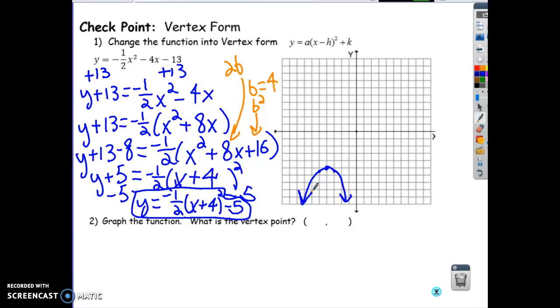And your vertex point, that's this point right here. So that's the vertex point. That is also your first critical point. So I'm going to put first critical point. So that point right there, that was negative 4, negative 5. So again, that is your vertex point.